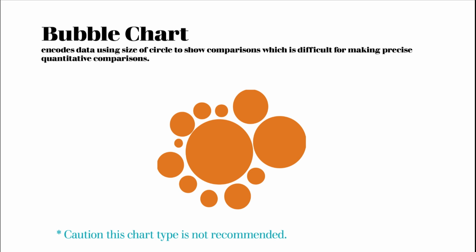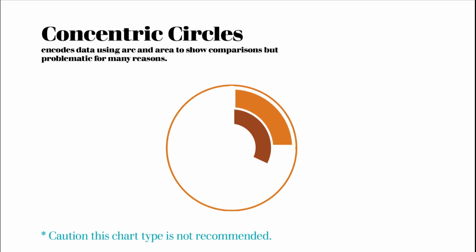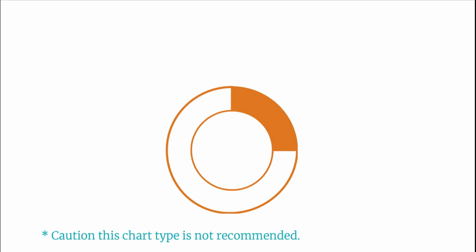Another type is concentric circles, which uses arc and area to show comparison. They are problematic as well for many reasons. Difficult to make precise quantitative comparison using arc and area, and it can distort the comparison of the data. The same here, I would say use them with caution.